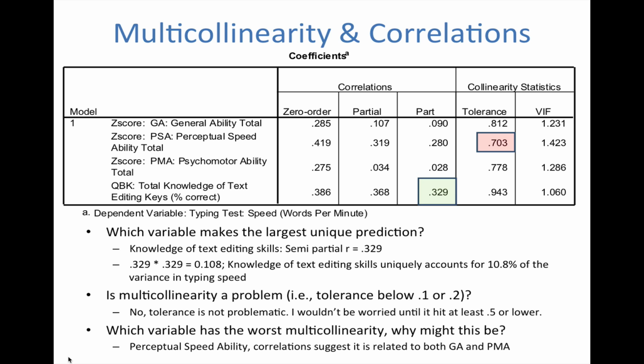So that's an example where general ability and psychomotor were present in the zero-order correlations, but after controlling for these other predictors, they kind of disappeared in the equation.